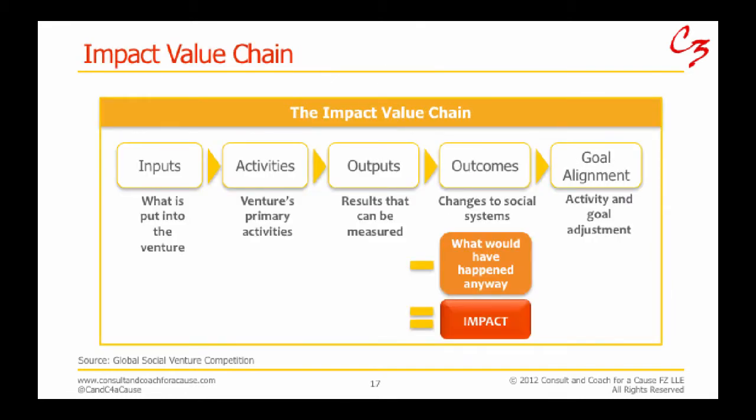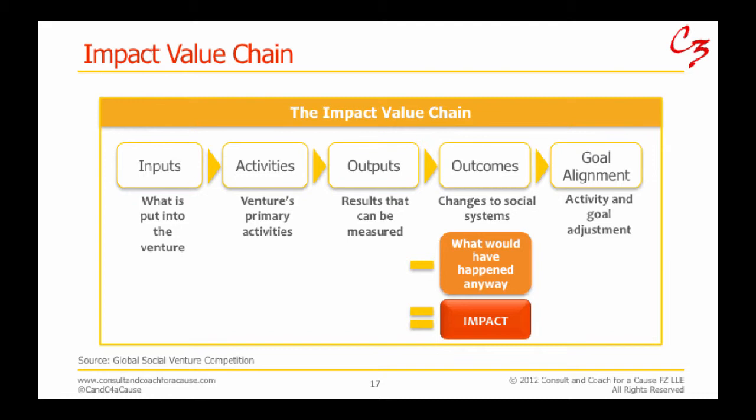The impact value chain is a tool that illustrates how the enterprise's activities lead to the desired outcome and impact. The impact value chain builds on your theory of change by articulating the relationship between the activities or inputs, the outputs, outcomes, and impact. Inputs are the resources used to run the organization or activity, such as money, people, facilities, and equipment. Activities are the core or primary initiatives. Outputs are measurable units of production created by the activities of a business or organization.